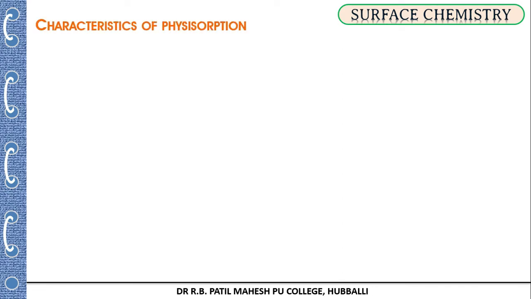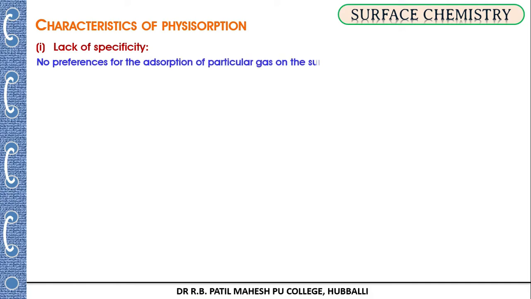Now let us see the characteristics of physisorption or physical adsorption. Physisorption has a lack of specificity. It means that any gas can be adsorbed on the surface of the solid and there is no restriction that this particular type of gas has to be adsorbed. Or in other words, I can say that there is no preference for the adsorption of particular type of gas molecule on the surface.